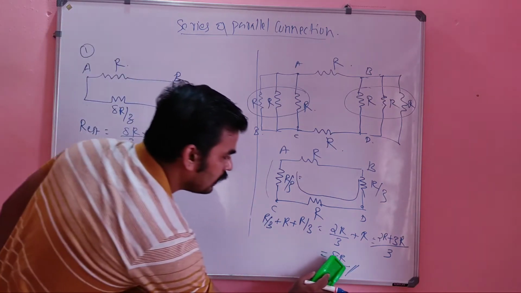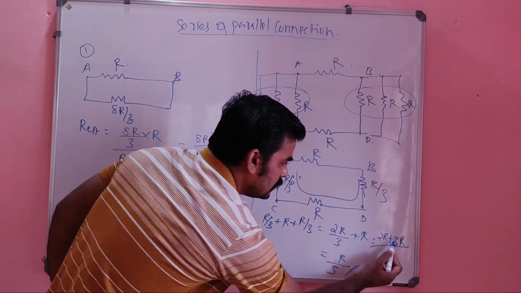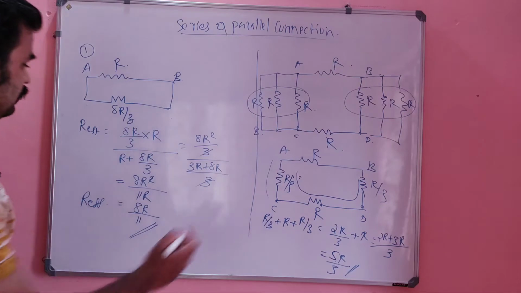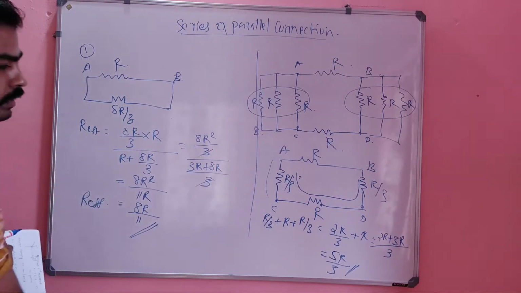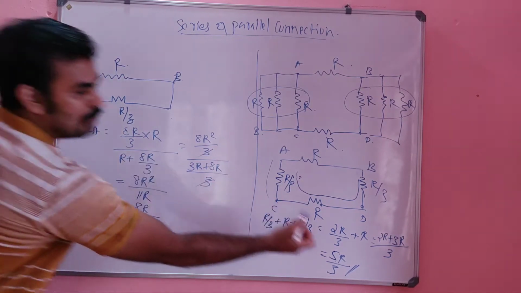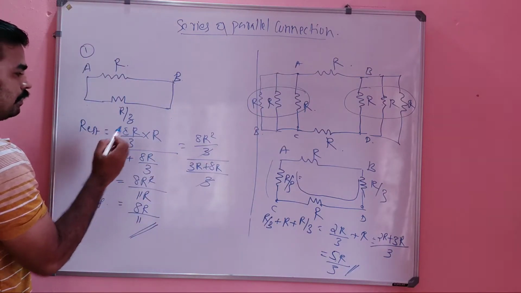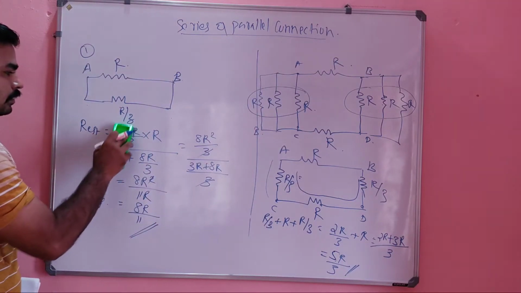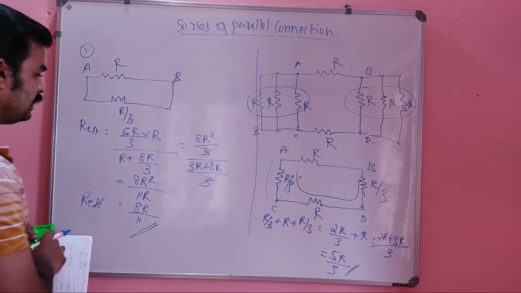Sorry, I made a mistake. This is not 8R, it is 5R by 3. It is not 8R, it is 5R. Sorry, the summation, 3R plus 2R, it is 5R. So it is 5R. Sorry, it is 5R by 3.